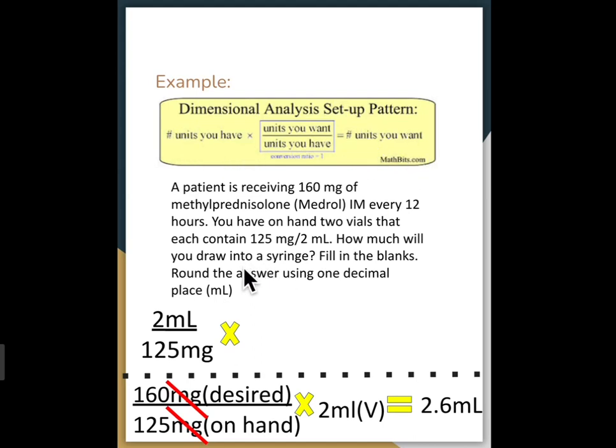So the units you want will be in mils. So we start with what we have. What do we have?